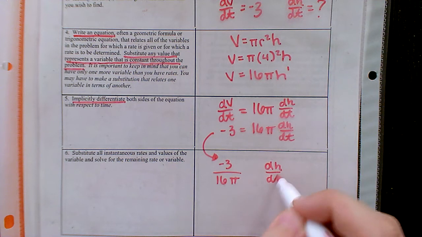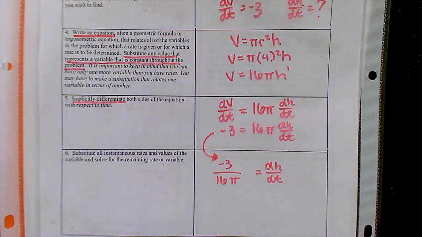So as an exact answer, you could leave it as -3 over 16 pi. If you had a calculator, you could get the decimal value. I think it'd be -0.06, if you want to double check me on that. Something like that, if you round it. Okay, so either one is fine depending if you have a calculator or not.